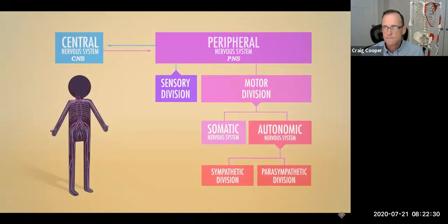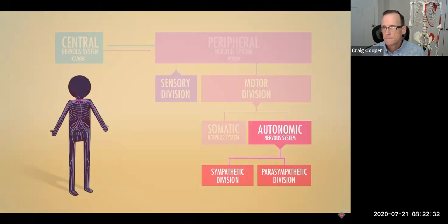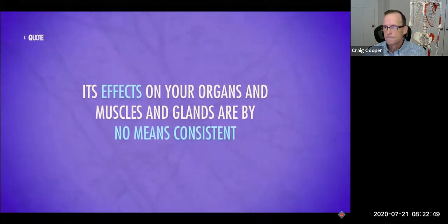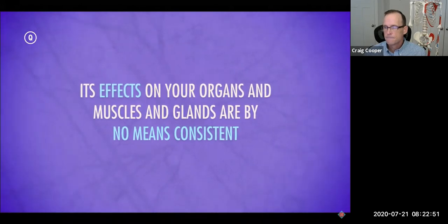Your autonomic system is the branch of your peripheral nervous system that regulates the functions of your internal organs, like your heart and stomach, and also controls your smooth and cardiac muscles, and your glands. All things that you do not consciously control, so yes, you could say it has a lot of power over you. But the funny, or maybe confusing thing about this system is that its effects on your organs and muscles and glands are by no means consistent.